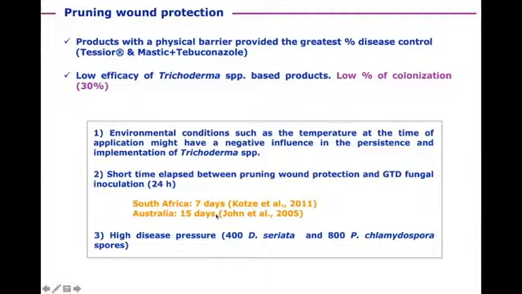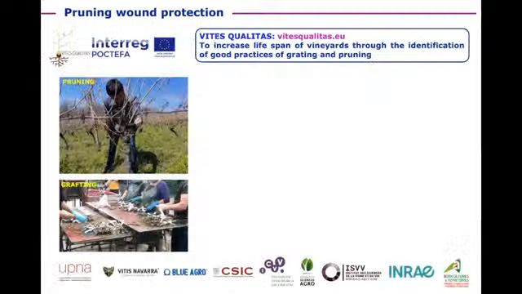And the third reason is the high disease pressure used in artificial inoculations. The use of artificial pathogen inoculations is very common in the assessment of the efficacy of pruning wound protectants against GTD, to guarantee a substantial establishment of infection in untreated inoculated controls for statistical analysis. The efficacy of pruning wound protectants under lower artificial GTD inoculum levels or natural infections in the vineyard should be tested in future studies.